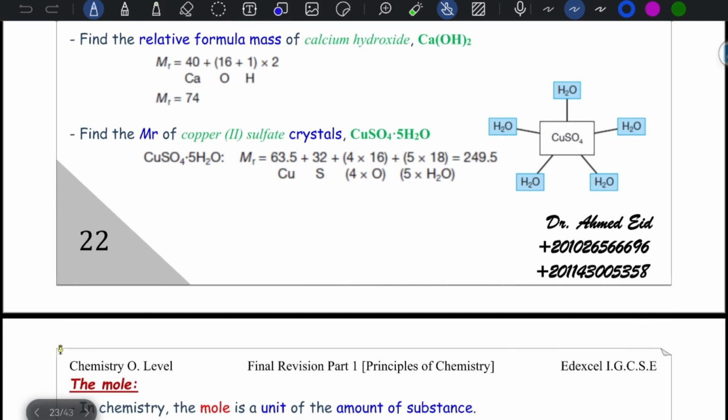Find the MR of copper 2 sulfate pentahydrate. Pentahydrate contains 5 water molecules. So we can do it. Copper 63.5, sulfur 32, oxygen 4 multiplied by 16, and for water 18, but multiplied by 5. So 5 multiplied by 18, it will give 249.5. And for clarification, you can see that copper sulfate is attached to 5 molecules of water in the crystal solid.